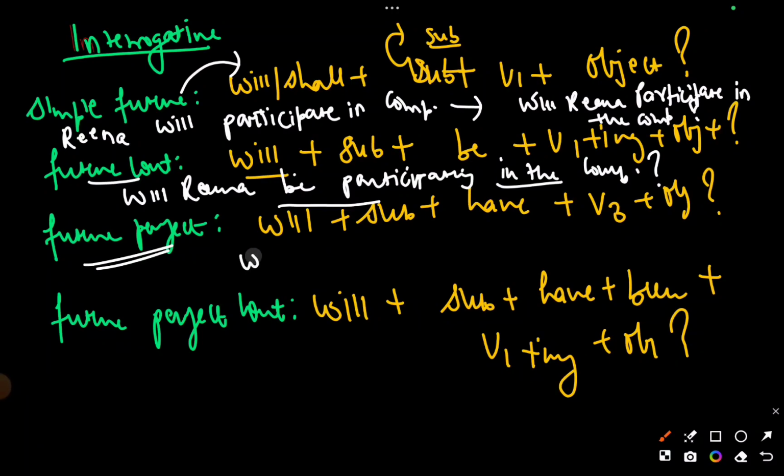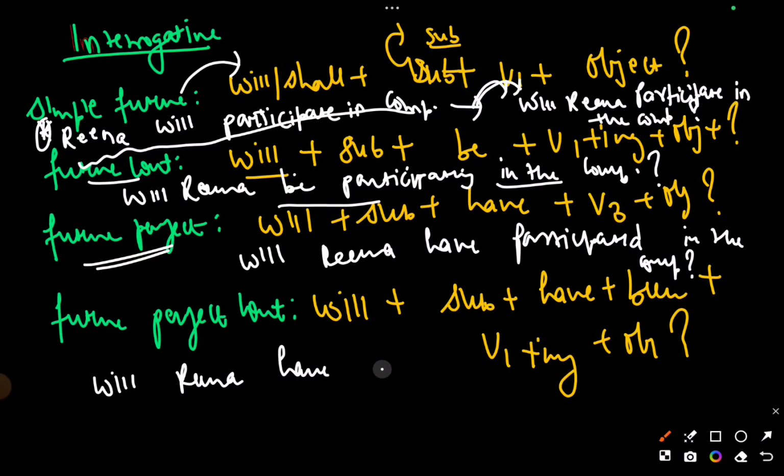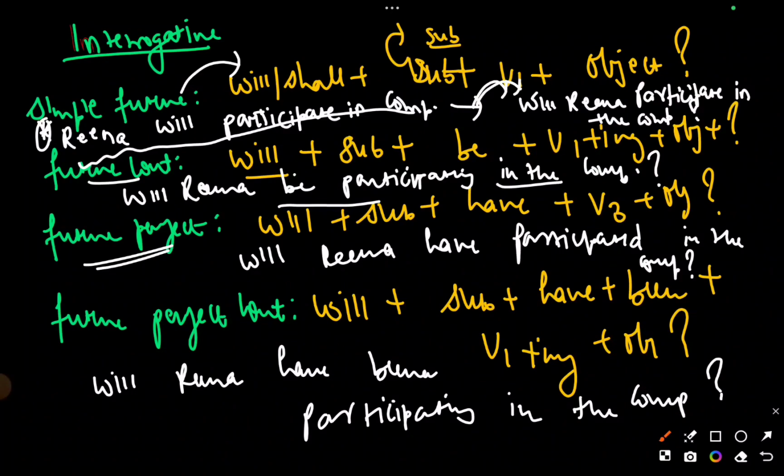Third one: will Rina have participated in the competition? It is interrogative form, right? So will comes here. Yes, beta. This is your assertive form, and here I have made it interrogative. Now the fourth one: will Rina have been participating in the competition? And then question mark. So this is the example of future perfect continuous in interrogative.